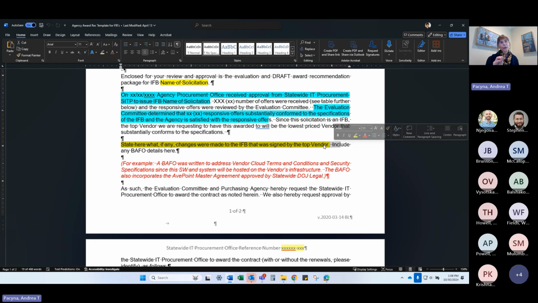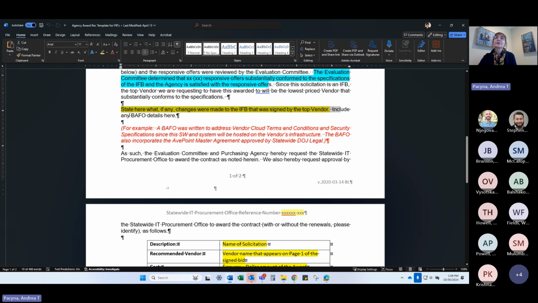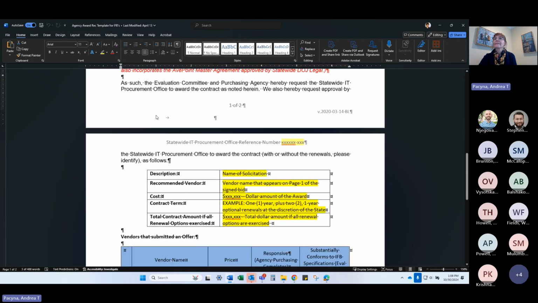We always want to know what changed from when it was formally issued to approved to post or issue. Okay, include any BAFO details here. Yeah, and there may be some BAFOs here. You definitely need to address BAFOs in your IFBs and RFPs if they exist.